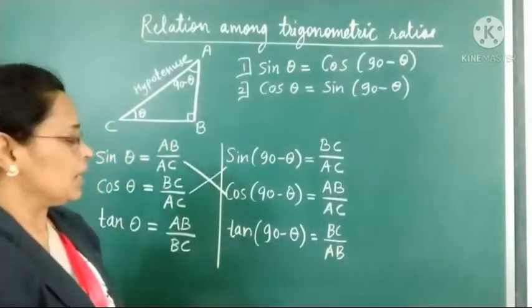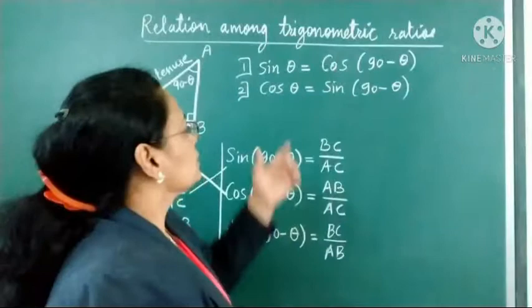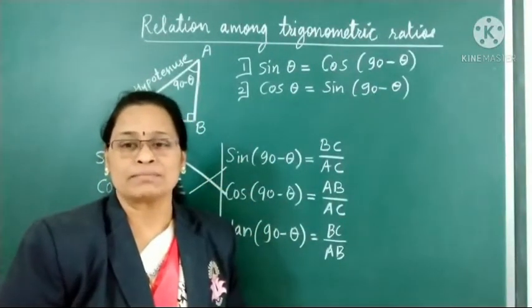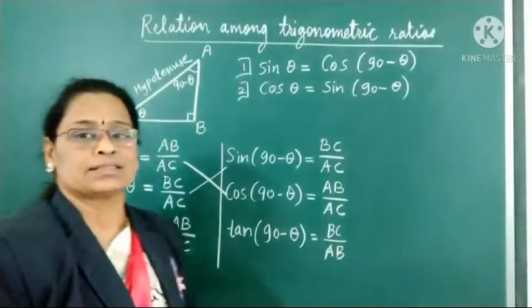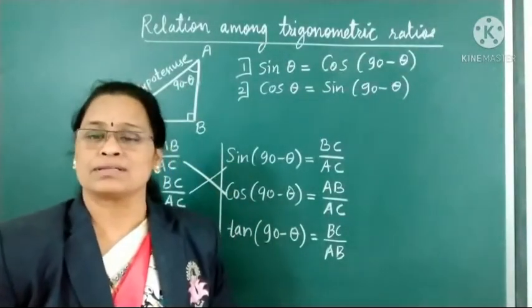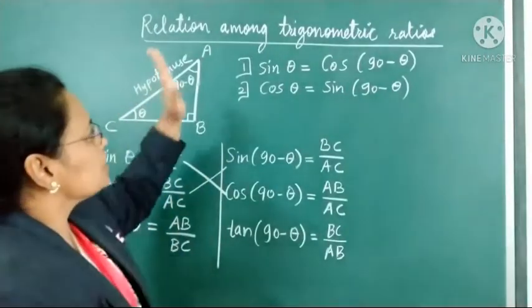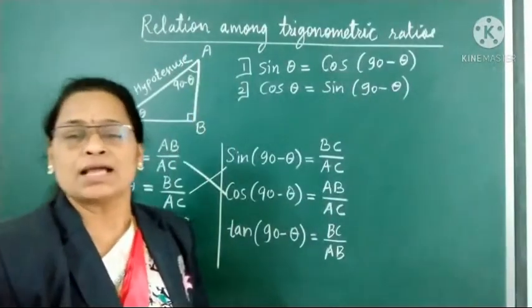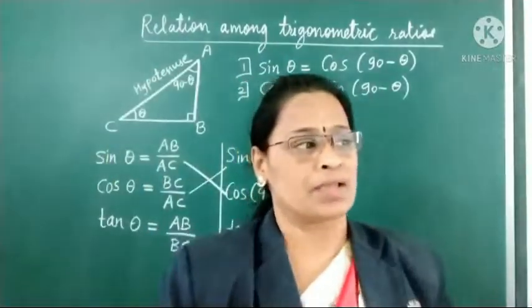So these two are the trigonometric ratios and this is the relation between them. Here the angles are complementary angles. 90 minus theta and theta are complementary angles because their sum is 90 degrees. So this is the relation between the trigonometric ratios of the complementary angles. Let's try to find out some other ratio.